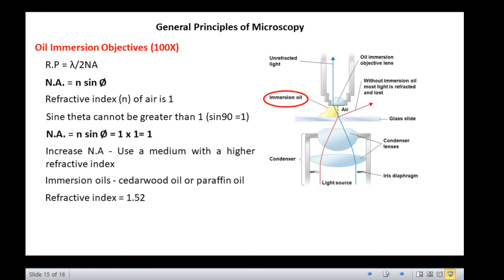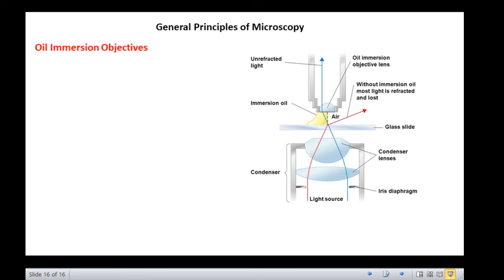1.52. Oils have an advantage of not evaporating when exposed to air for a long time. Also, oils have the same refractive index as that of glass. We will see the importance of this particular point. The fact that oils and glass have same refractive index reduces the loss of light rays entering the front lens of oil immersion objective by refraction, as you can see in the picture.